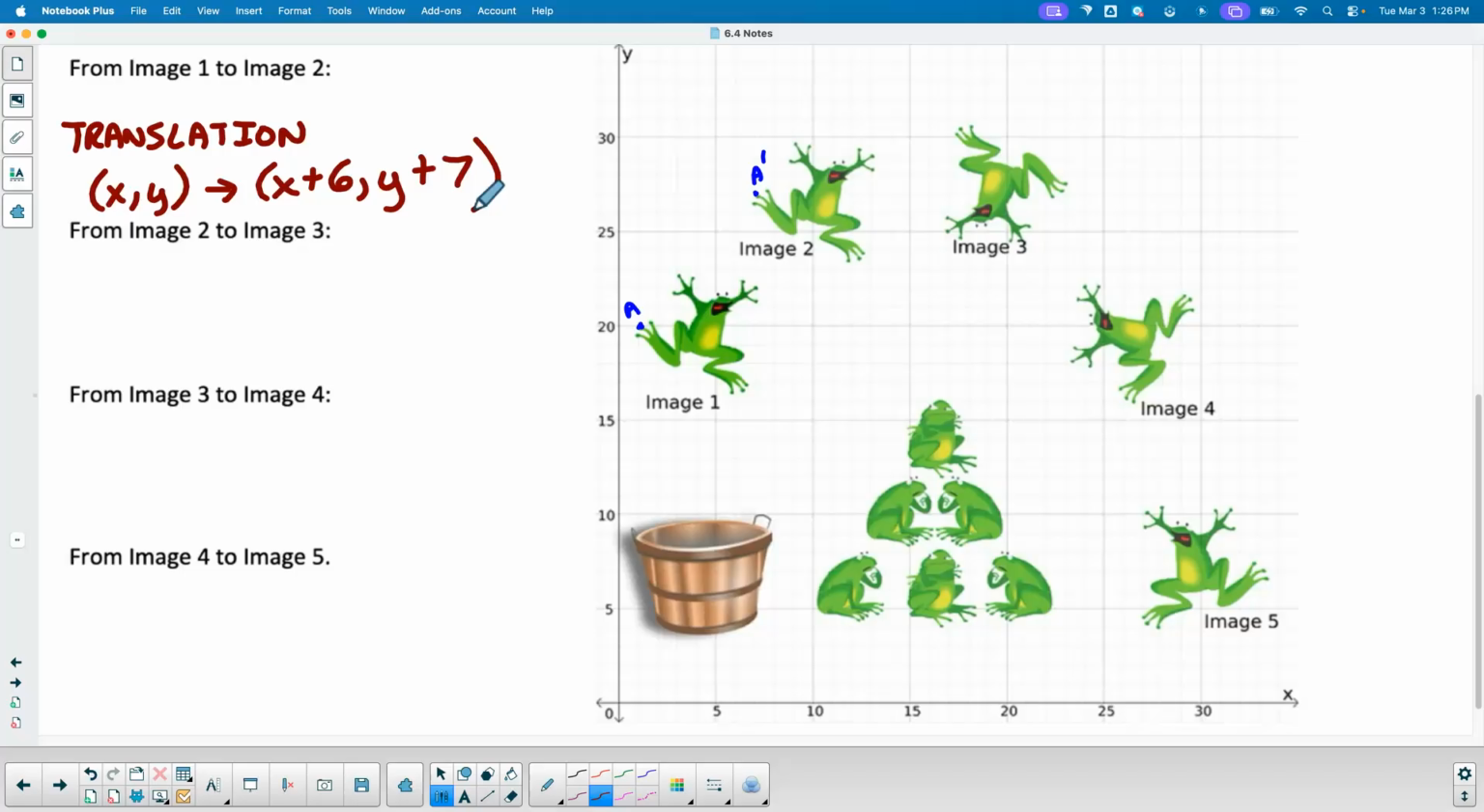Well, let's think about it. What's the process of elimination? Is it a translation? Did it keep the same orientation as image 1 to image 2 did? No, so that one's gone. Okay? Reflection. Is it a flip? Remember, it's like flipping a pancake. A reflection's like flipping a pancake over a line, right? Is it a reflection? No, so that means it is a rotation. Okay, because that's the only 3 that we have.